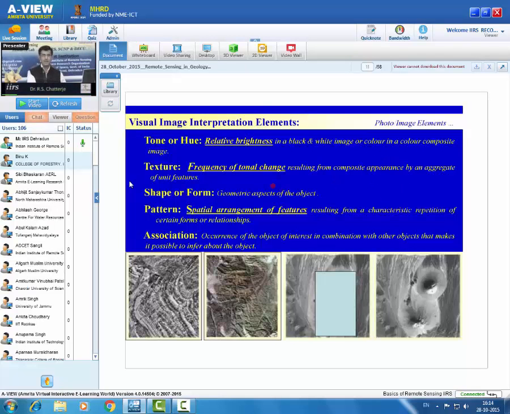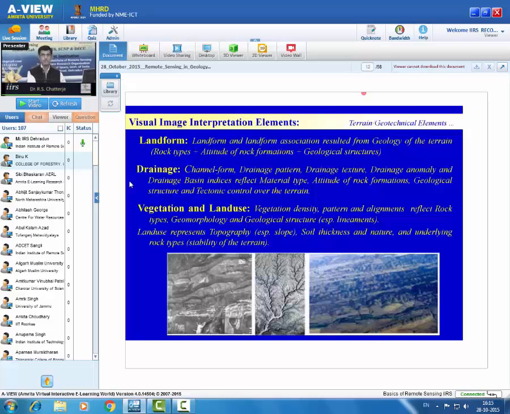Now, this is a compilation of all the direct interpretation elements. This is the tone or hue; tone means the relative brightness. Texture is the frequency of tonal change. Then shape or form. Then pattern, the spatial arrangement of features, and association. So these are the important elements for direct interpretation of features from satellite images or aerial photos.